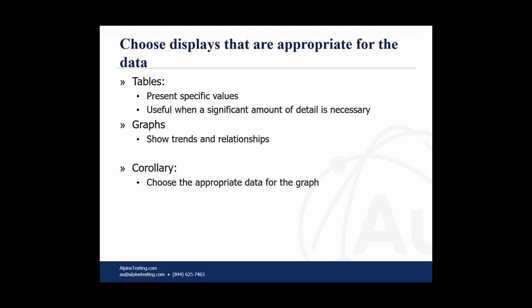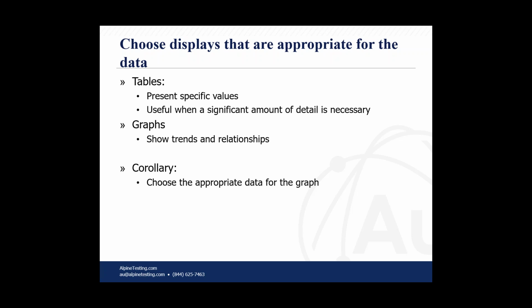So some of the big distinctions are tables versus graphs. Tables are really useful for presenting specific values. Say, for example, for an item analysis, we need to know item statistics for every item. That's useful when we need that significant amount of detail. Graphs are more effective if we want to see the overall trend and relationship. It's hard to look at a big table full of numbers and quickly glean an overall picture of what's going on. Graphs are more effective for that and a little less effective for providing that specific detail.